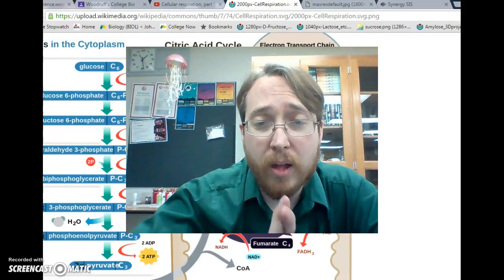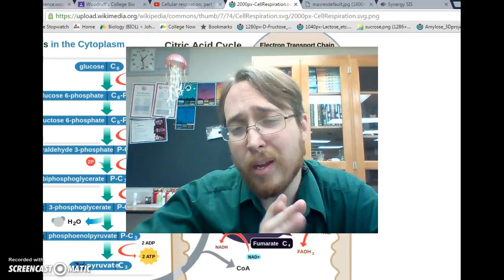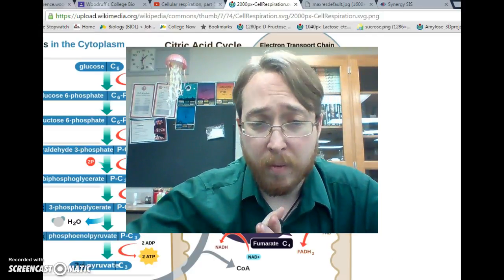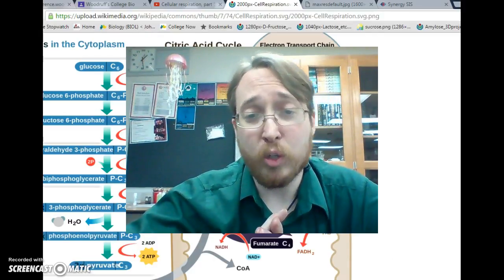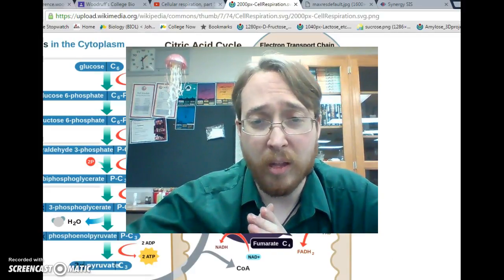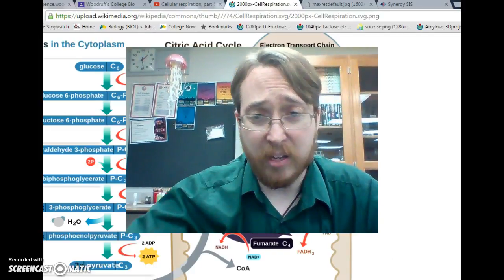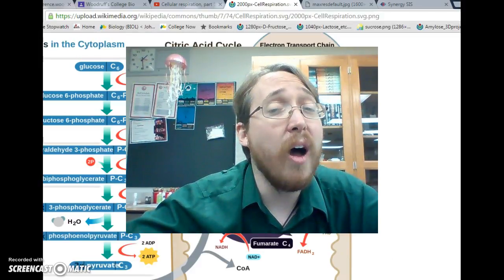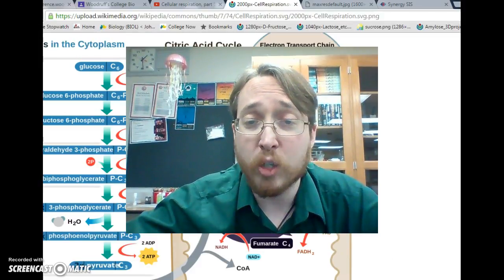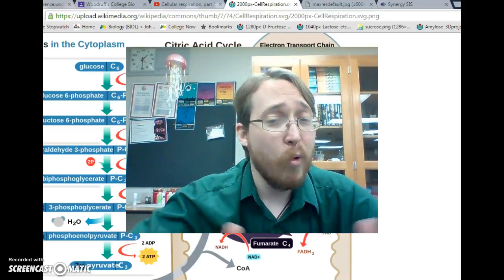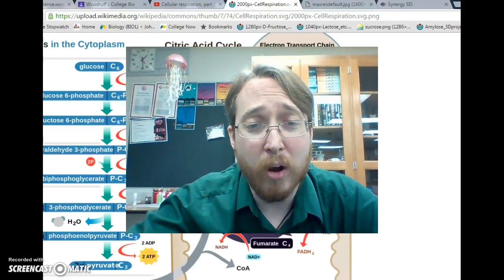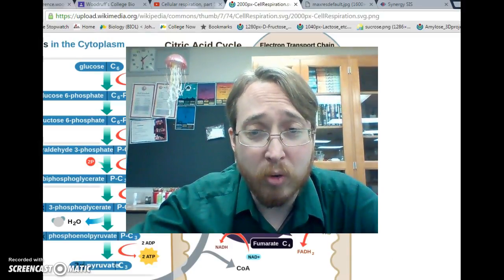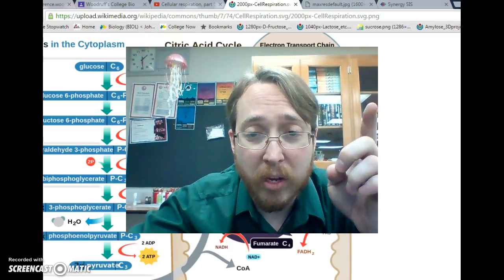Quick review. In glycolysis, we broke glucose down into pyruvate, and we made a couple electron carriers. In the transition, we took pyruvate into the mitochondria, we changed it to acetyl-CoA, and we made a couple electron carriers. In the citric acid cycle, we did a big loop of chemical reactions, starting with citrate and acetyl-CoA, and we made a ton of electron carriers. So now we've built all these electron carriers as we've been breaking apart glucose. It's time to use them in the electron transport chain.